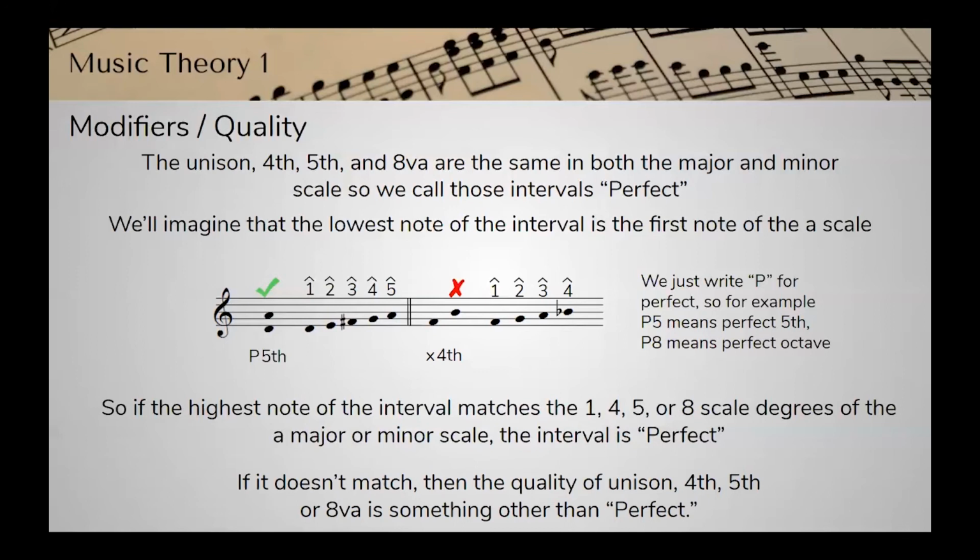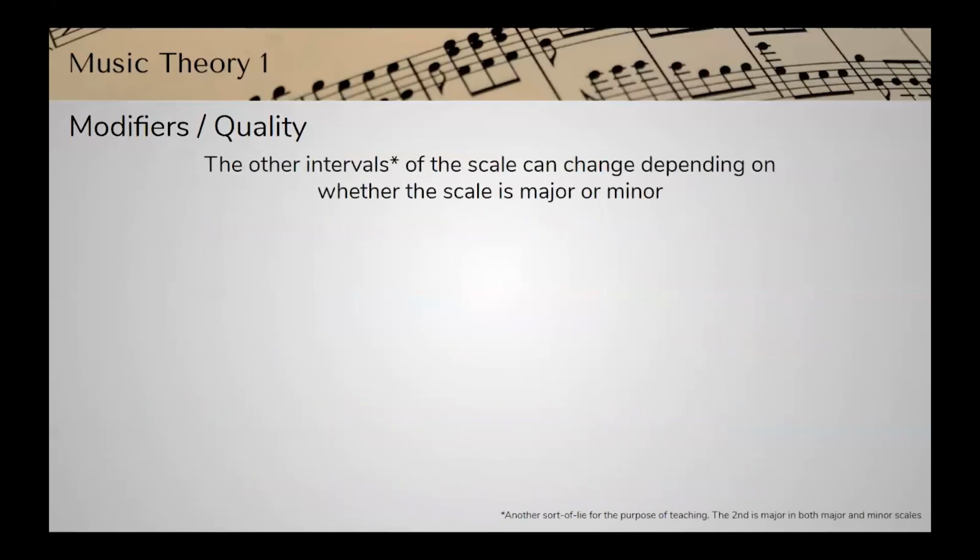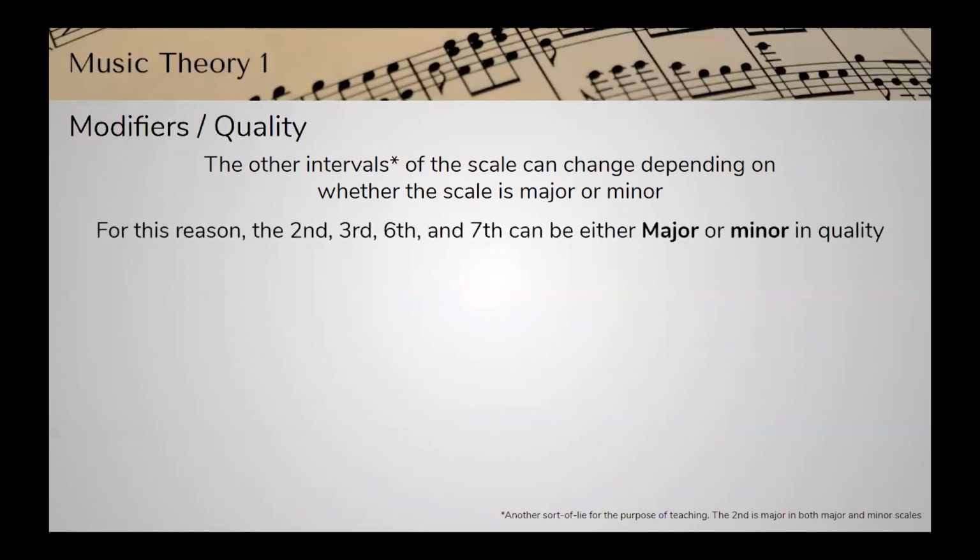Okay, so to summarize, when you're dealing with unisons, fifths, fourths, or octaves, you want to compare the top note of the interval to what it should be in the scale based on the bottom note of the interval. If it matches, then it is a perfect interval. If it doesn't match, then it is not a perfect interval. The other intervals of the scale can change depending on whether the scale is major or minor. So these are not perfect. Those intervals are seconds, thirds, sixths, and sevenths. We give them different names, and those names are either major or minor.